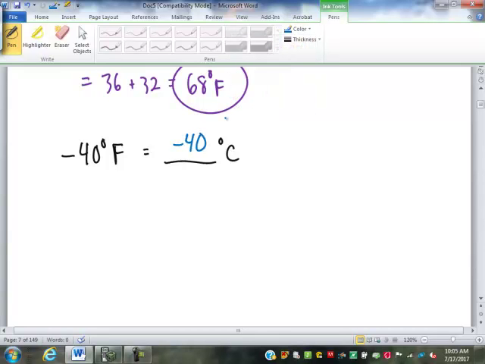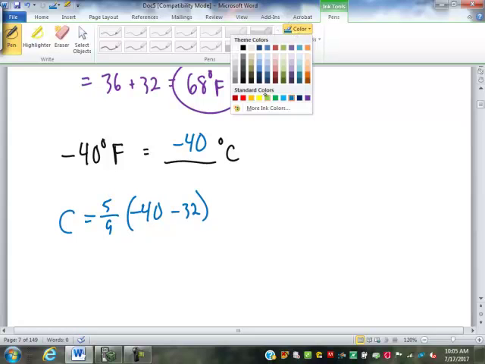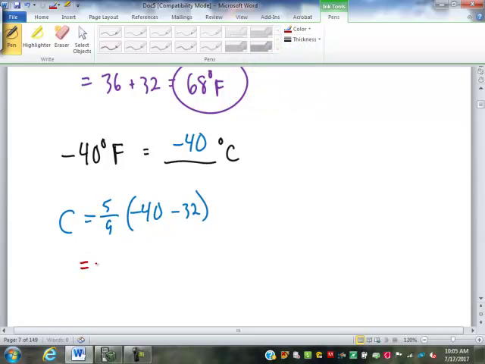Yes, that is the one temperature that's the same on both scales. Negative 40 degrees Fahrenheit and negative 40 degrees Celsius are the same temperature. You would take negative 40 minus 32, and then times 5/9, to get degrees Celsius. Negative 40 minus 32 is negative 72. 5/9 times negative 72 is negative 40.